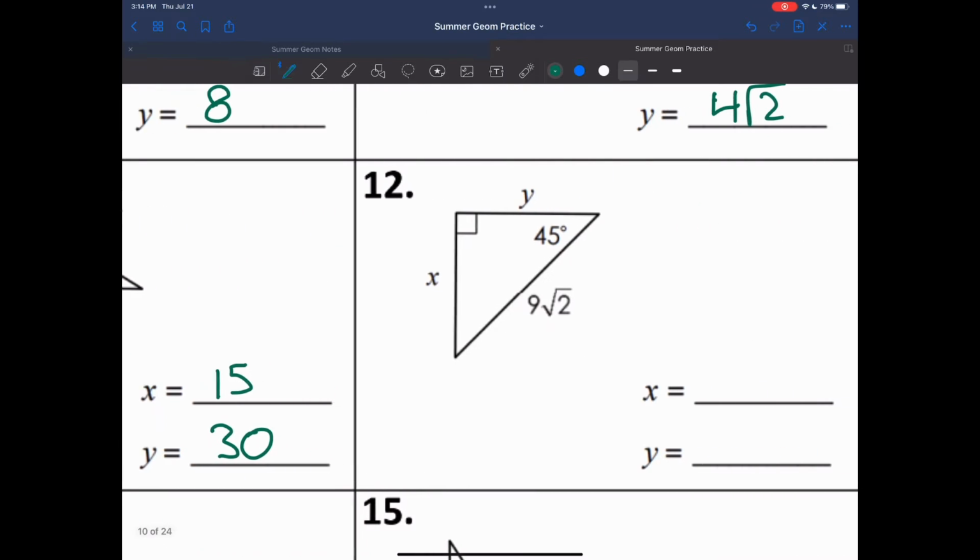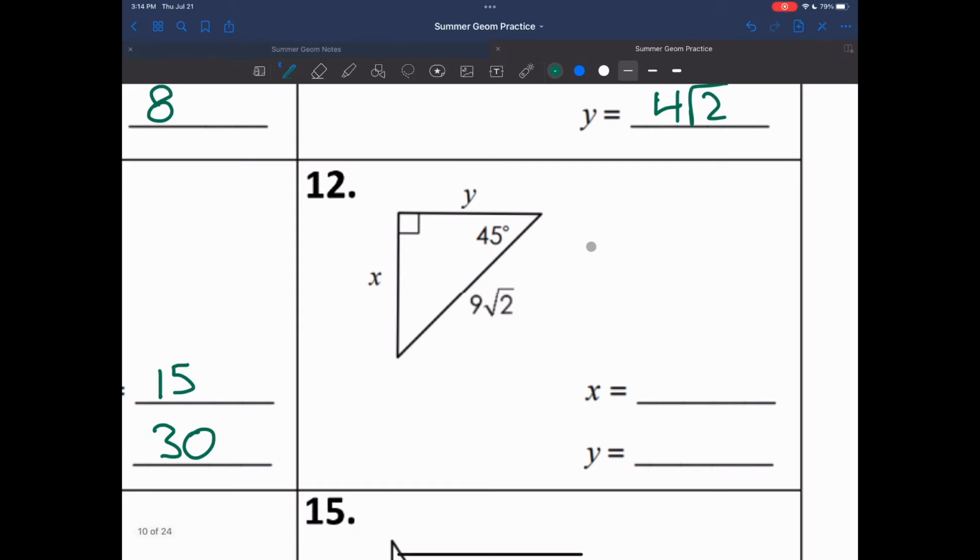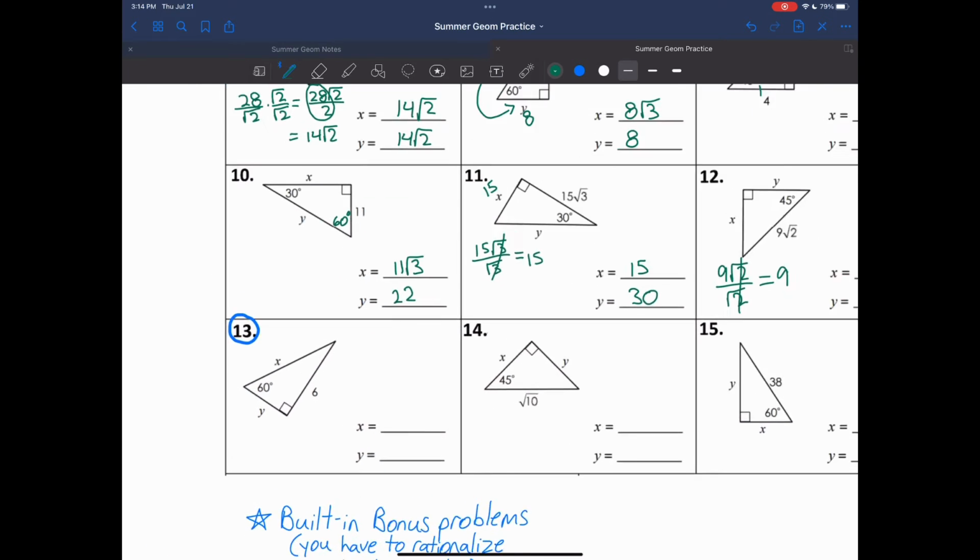Good. Okay. Number 12, we got a 45, 45, 90, and they give us the hypotenuse, so we work backwards. So we take our 9 square root 2, and we divide by square root 2, and they cancel, and we just get 9. Pretty straightforward on that one.